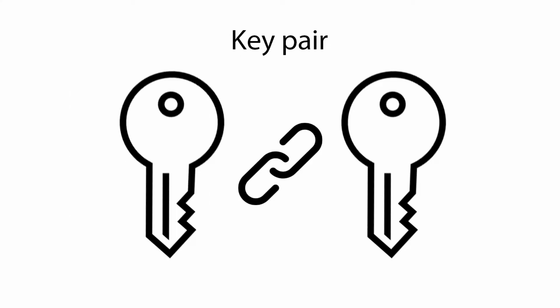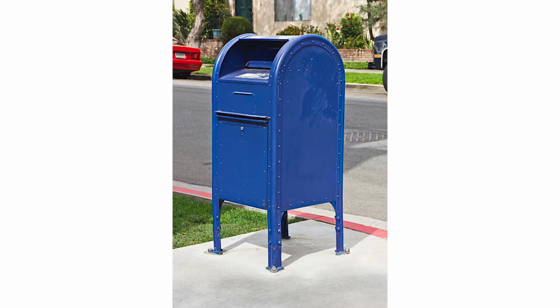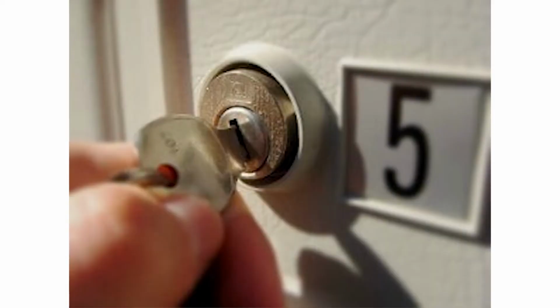Even though the keys are linked, they cannot be deduced from one another. To put it another way, if you know someone's public key, you cannot deduce his private key. If we return to our mailbox example, the address of the box would be the public key, which everyone is permitted to know. The private key, which is required to open the mailbox, is only available to the mailbox's owner.